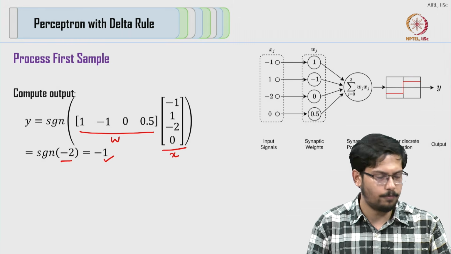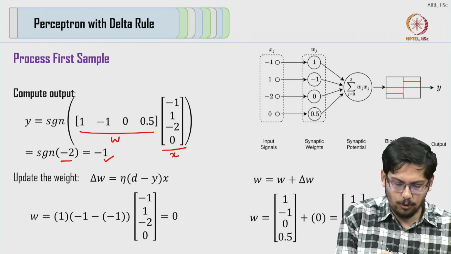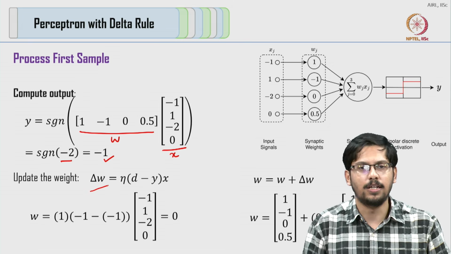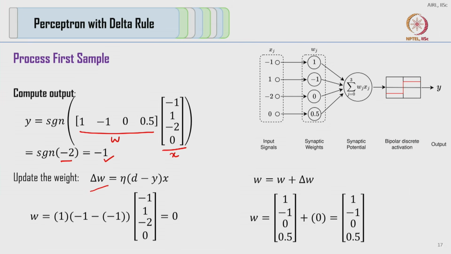Since we have calculated y, the second step is to calculate delta w. So delta w is given by this equation, specifically for when using the delta rule. Delta W is eta times d minus y times x. If we put all these values, delta W is 1 into -1 minus of -1 into the input. Since this value becomes 0, the delta W for the first sample is 0.